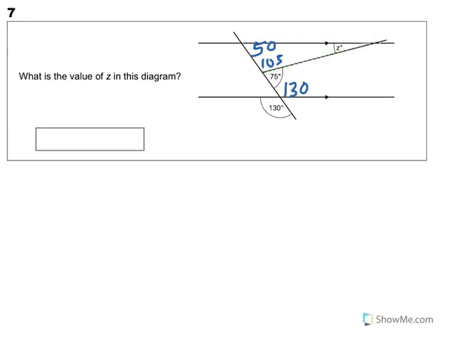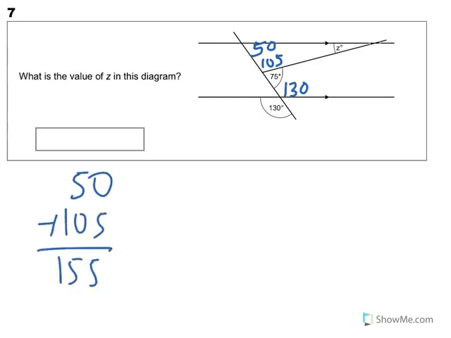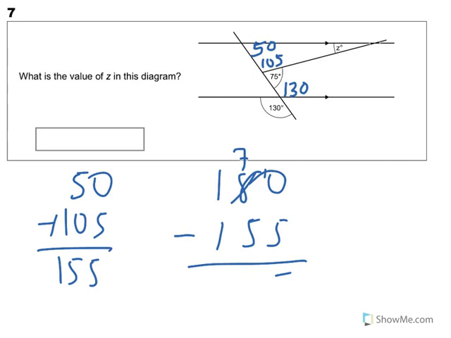Next we're going to have a look at this triangle here. The angle sum of a triangle is 180 degrees. We have 50 and 105, so we already have 155. What's left? We do 180 minus 155, and we get 10 minus 5 is 5, 7 minus 5 is 2, 25 degrees. So Z is 25 degrees.